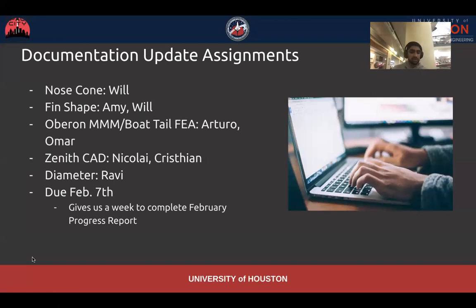And then the Zenith CAD, Nikolai and Christian, talk about what you did post PDR with the CAD and the decisions that we made in talking to other sub teams. That shouldn't be too bad. I will personally take care of the diameter, so talking about why we made the switch from 6 to 4 back to 6. We're talking more about the Boattail and why we decided to make the changes that are reflected in all of our analyses.